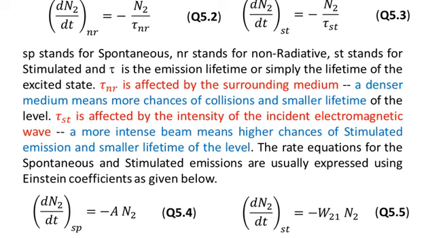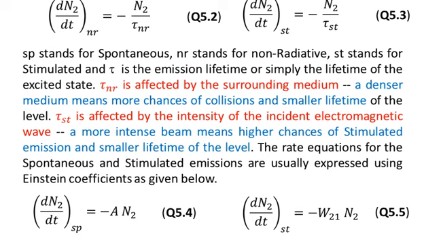Tau Nr is affected by the surrounding medium. A denser medium means more chances of collision and smaller lifetime of the level. Tau St is affected by the intensity of the incident electromagnetic wave. A more intense beam means higher chances of stimulated emission and smaller lifetime of the level.